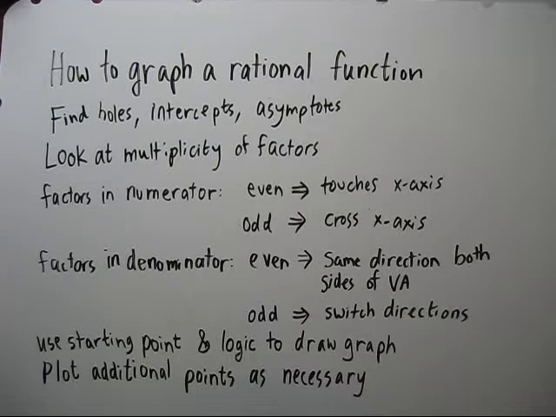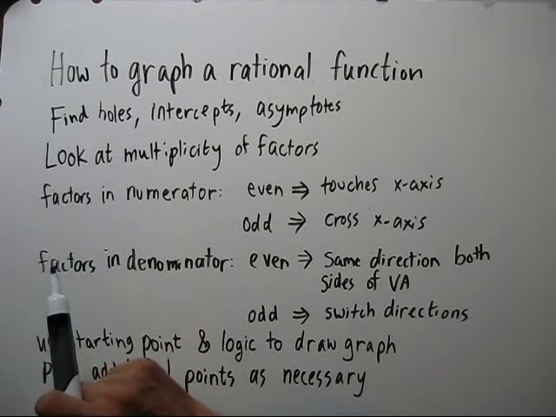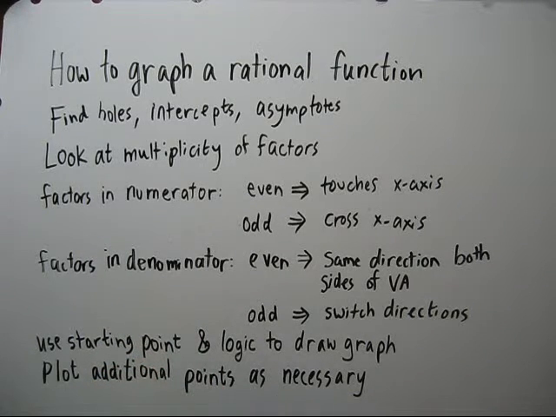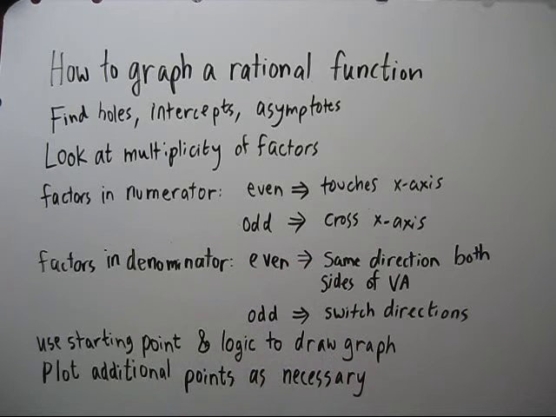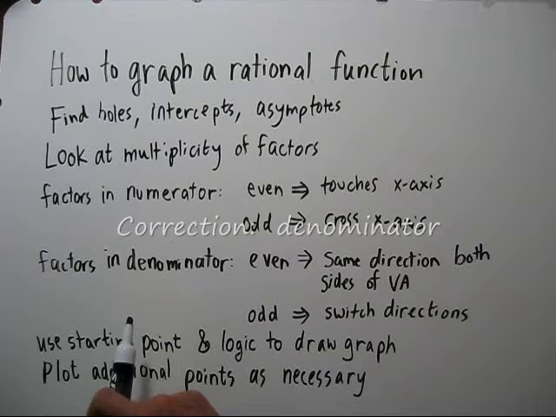You look at the multiplicity of your factors. For factors in the numerator, an even multiplicity implies that your graph will touch the x-axis at the corresponding x-intercept, and an odd multiplicity means that the graph will cross it. For your factors in the denominator, those are the ones that determine your vertical asymptotes.